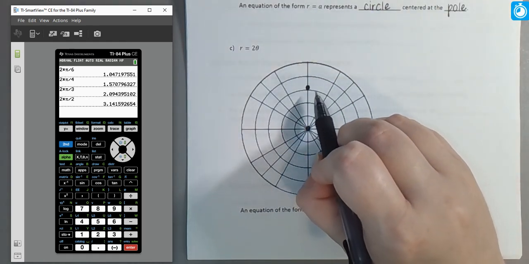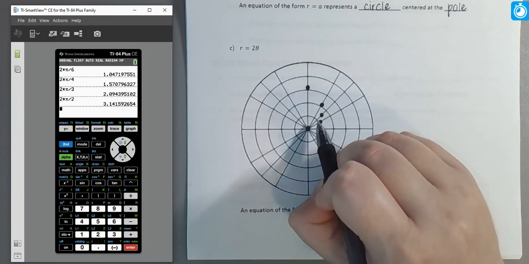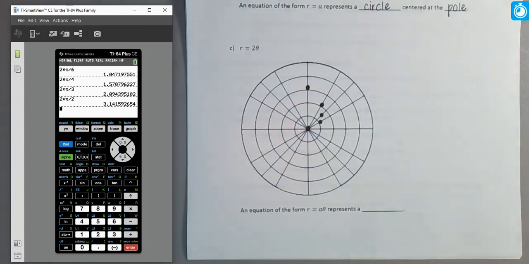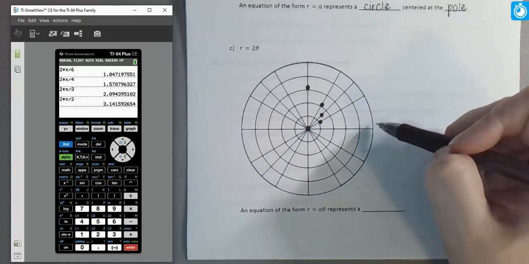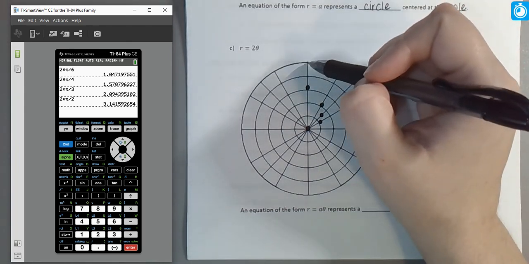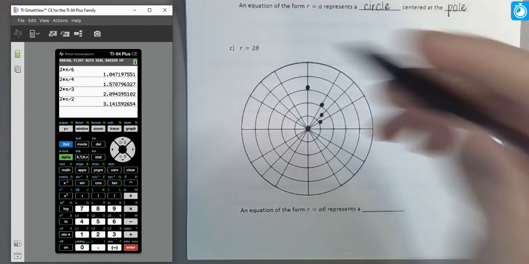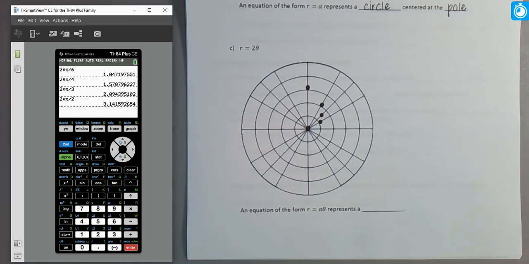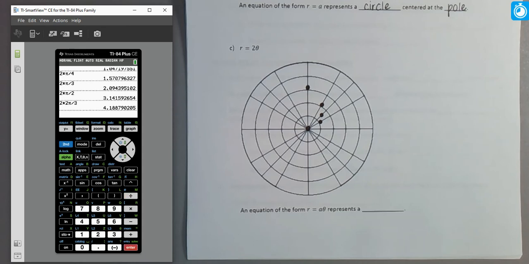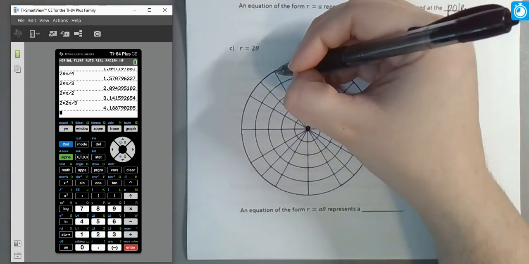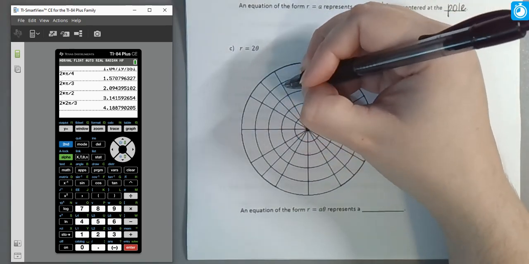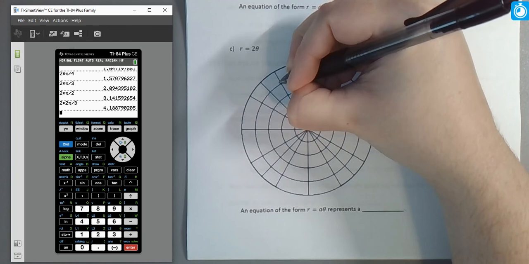If you trace the points in order, what's happening? Well, let's go a little bit further out. So what happens if we rotate past pi over 2 and then go to 2 pi over 3? Well, r is going to be 2 times 2 pi over 3, which is going to be a little bit past the fourth ring. So at 2 pi over 3, 1, 2, 3, 4, just a little bit past the fourth ring.